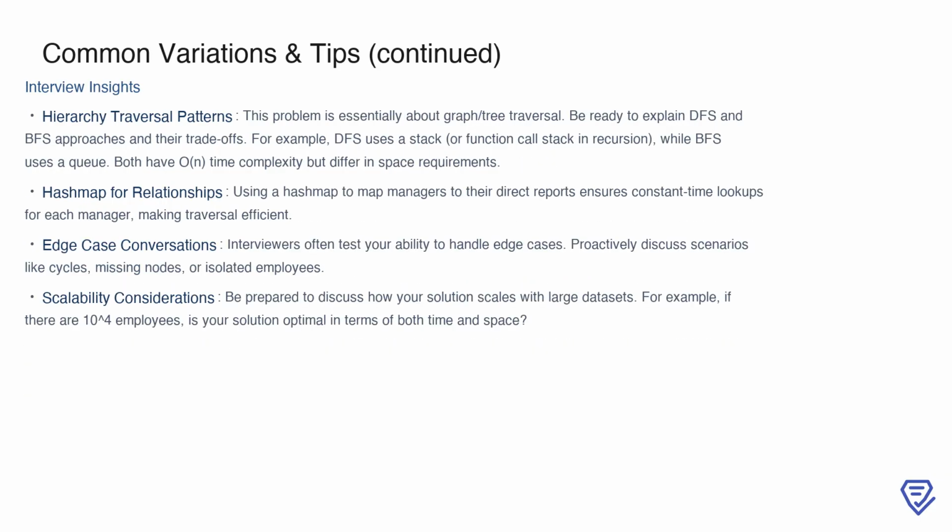Now, let's consider some insights that are particularly useful in interview scenarios. This problem can be viewed as a graph or tree traversal challenge. You should be prepared to explain the differences and trade-offs between DFS and BFS. While both have O(n) time complexity, their space requirements differ. DFS uses a stack, which could be the function call stack if implemented recursively, while BFS uses a queue. To make traversal efficient, you can use a hash map to map each manager to their direct reports.